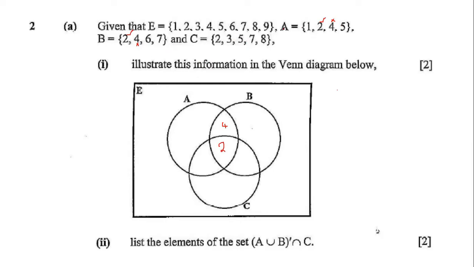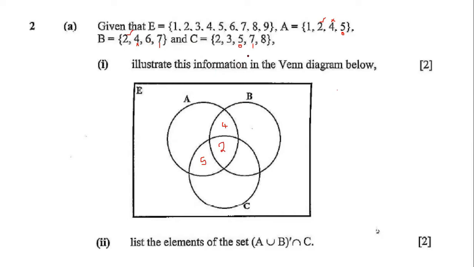Then we check now for A and C. In A and C, we have a 5, so we have a 5 there, and we also have a 5. What else do we have? That's all, so in A and C we just have a 5. So we're going to write a 5 there. Let's check in B and C. What do we have in common in B and C? I can see we have a 7 here, and we also have a 7 here. Anything else?